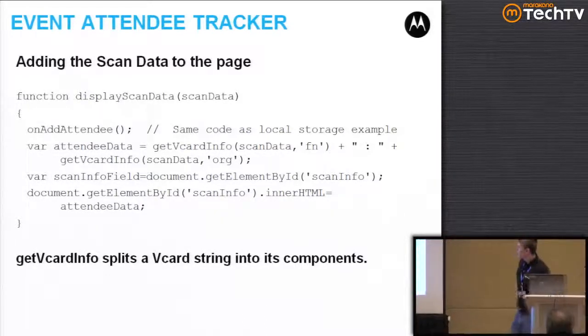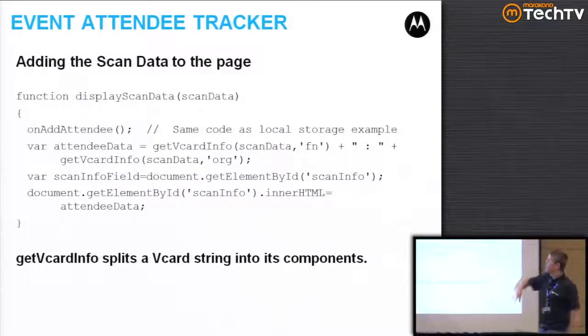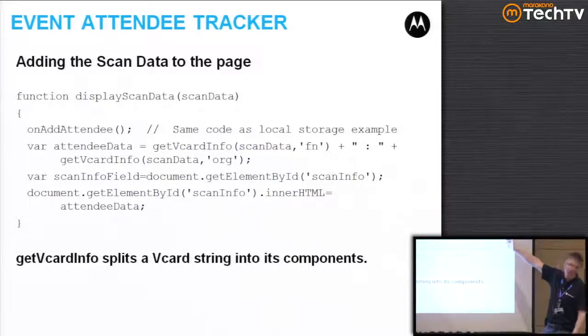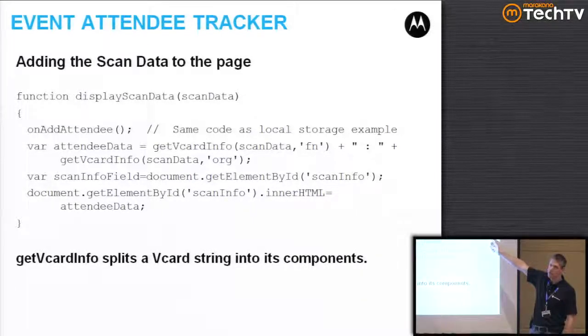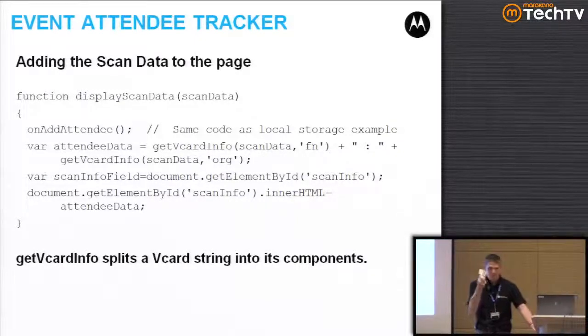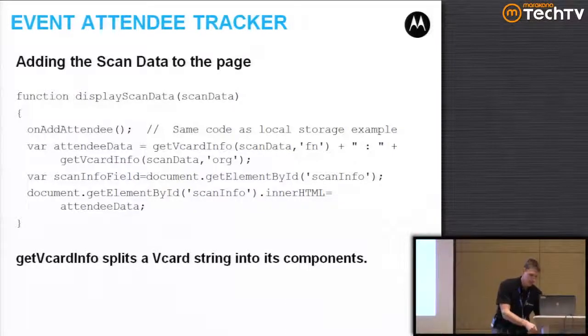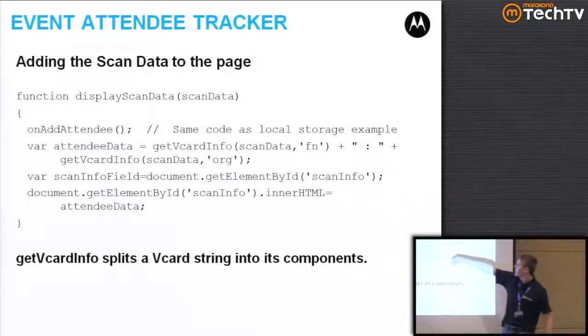Okay, so this is the function that was called in our callback. Just for completeness, onAddAttendee was exactly the same code as we used in our original web app. This is the local storage, adding it to Redis and then the session ID. getVcardInfo is a function that I can't claim that I wrote. Rob Galvin wrote it, and that parses out this QR code on the badge and returns whatever you've asked for.